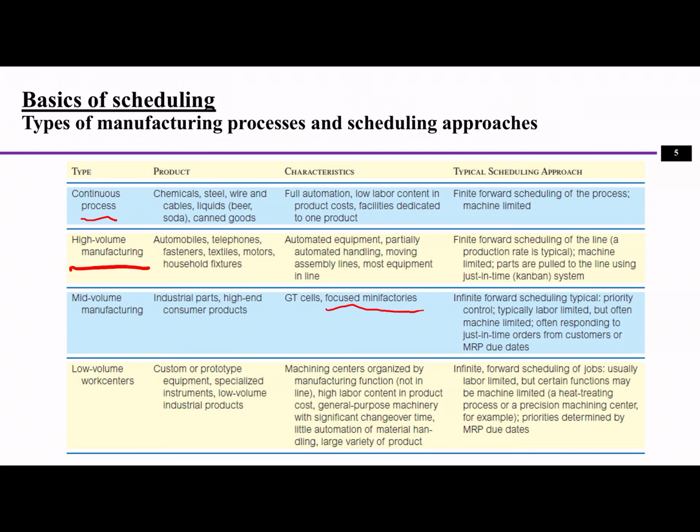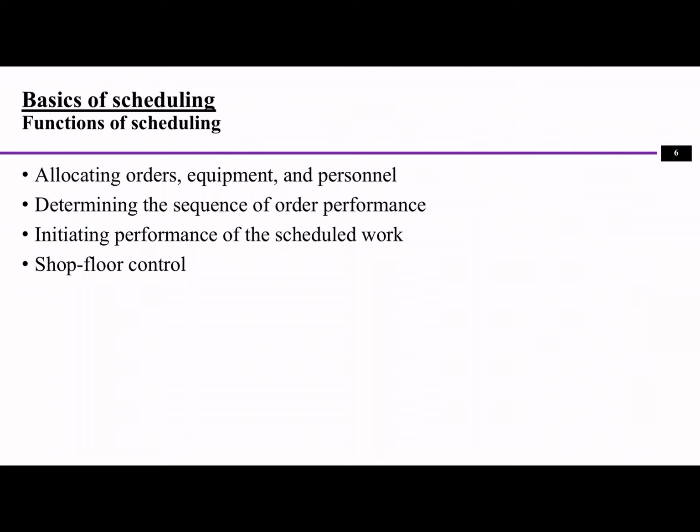All right, so next, let's look at the functions of scheduling. The reason we need to do scheduling in production is because we want a better allocation of orders, equipment, and personnel. We also want to determine the sequence of order performance, initiate and perform the scheduled work, and control the shop floor.